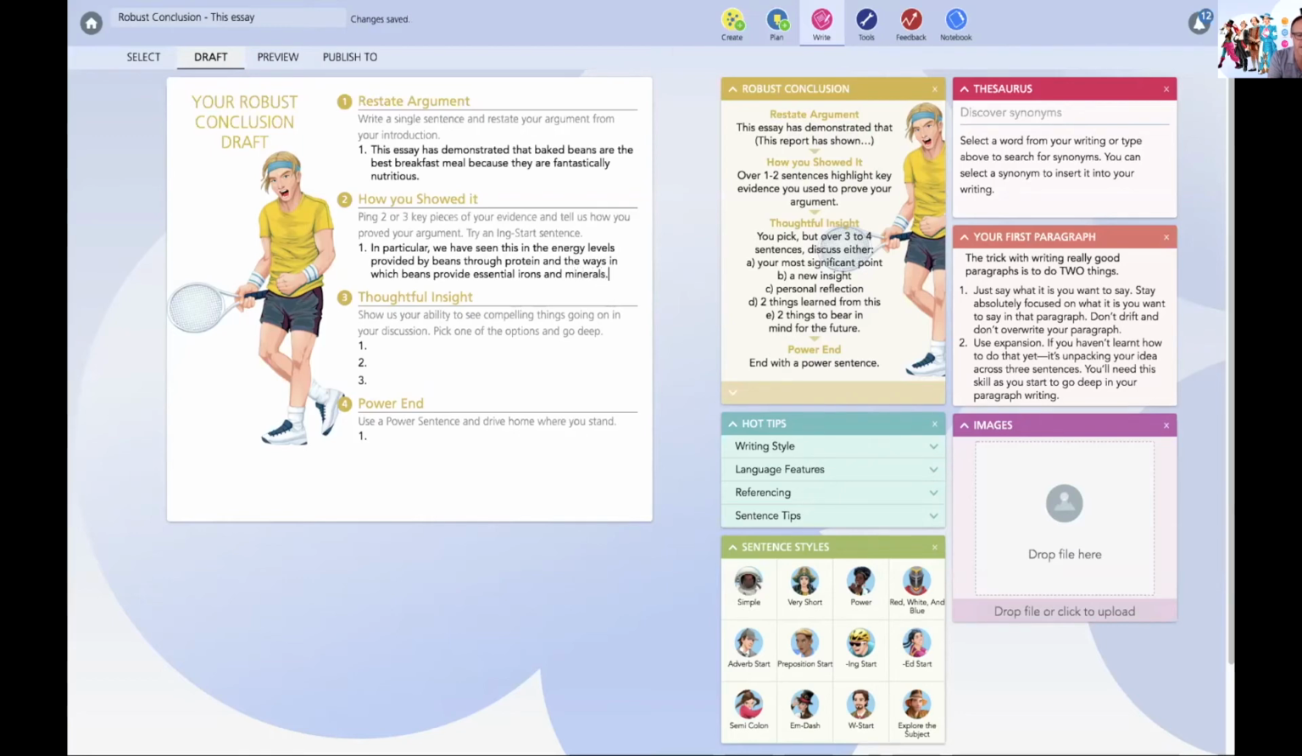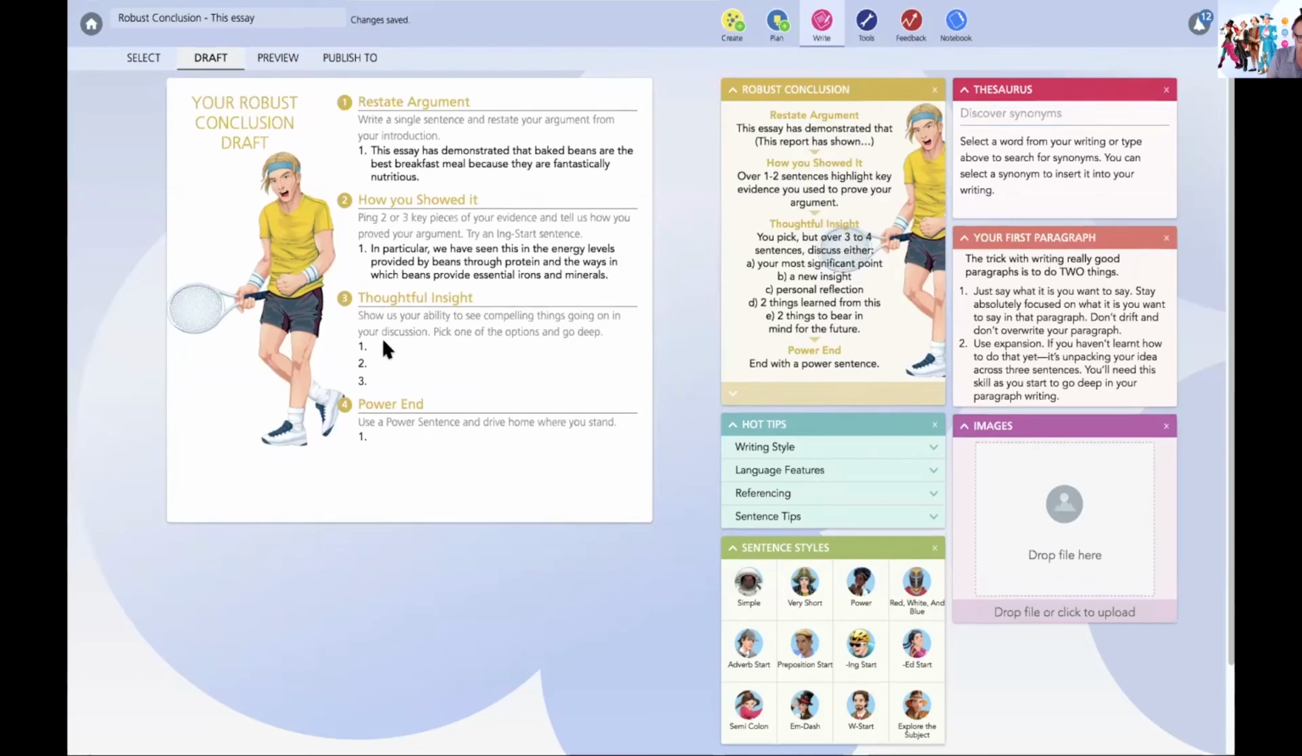Showing my total ignorance. I'm sure all the science teachers on the planet will write to me shortly, but forgive my science deficiencies, but ions and minerals, I don't know. It's one of the 2. But there we go. I'm pinging a couple of things I'd already talked about in my essay as being essential, supporting my point that beans are actually fantastically nutritious. That's why they're such an important meal.